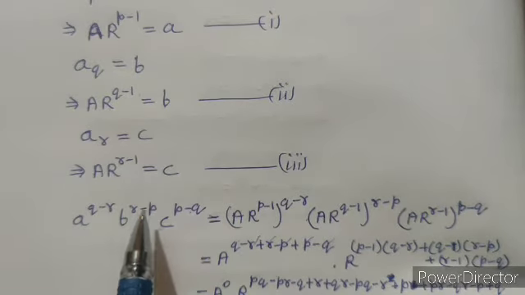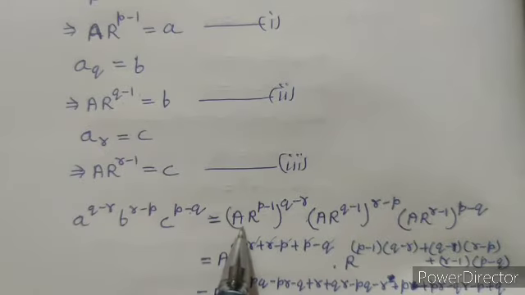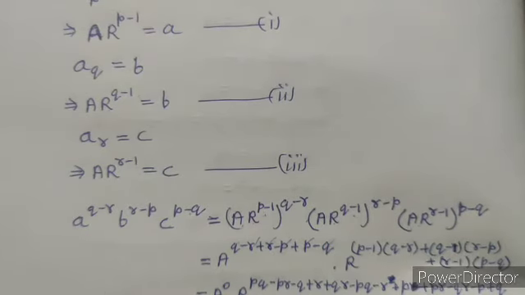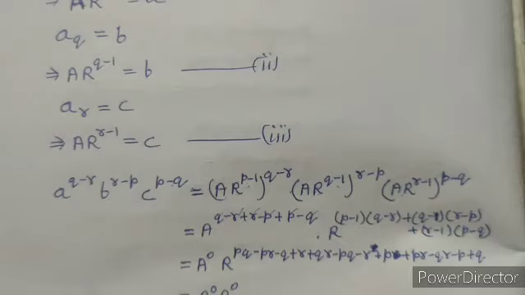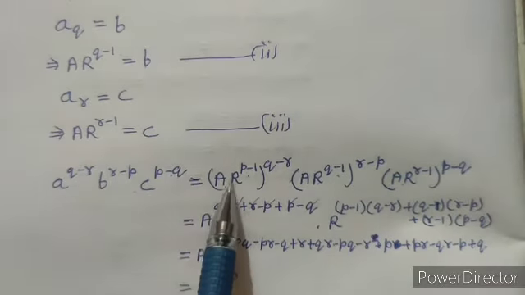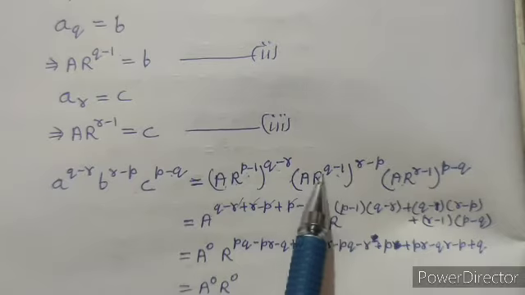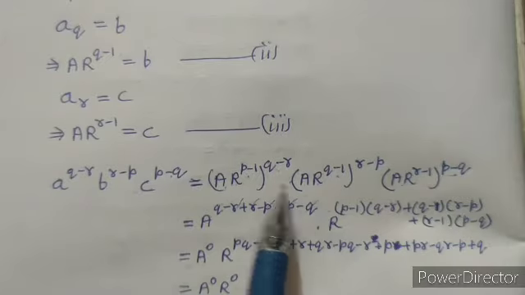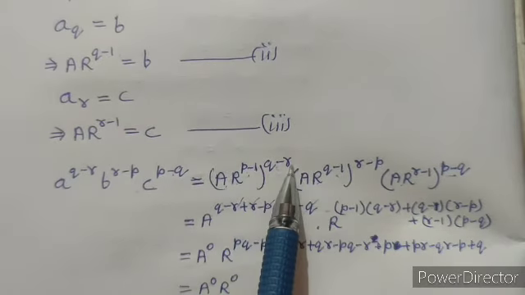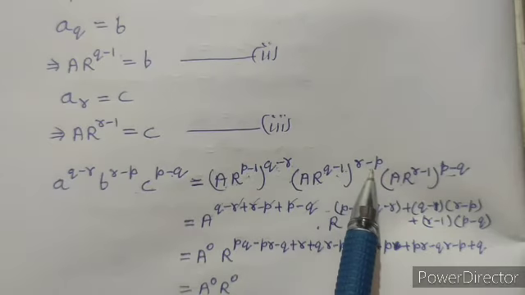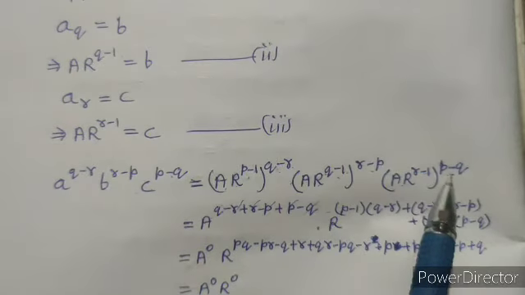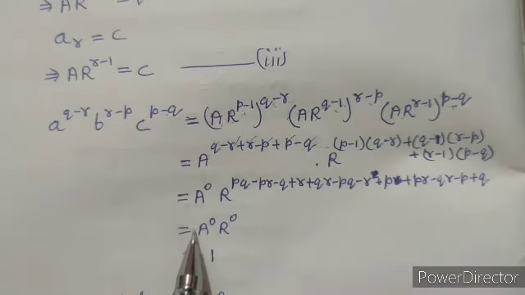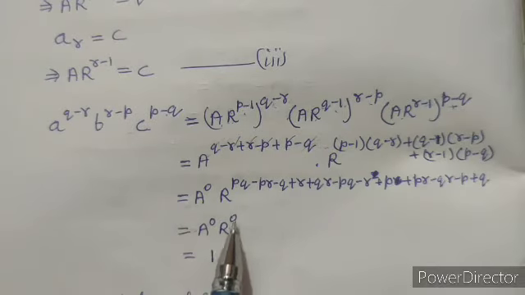So from equation first, second and third, we can put the values of A, B and C as AR raised to power (P minus 1), AR raised to power (Q minus 1) and AR raised to power (R minus 1) respectively. And this will give us A raised to power (Q minus R plus R minus P plus P minus Q) into R raised to power [(P minus 1) into (Q minus R) plus (Q minus 1) into (R minus P) plus (R minus 1) into (P minus Q)]. And this on solving will give us its value as A raised to power 0 into R raised to power 0.